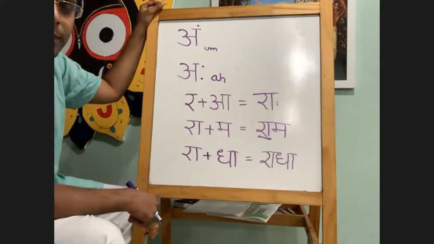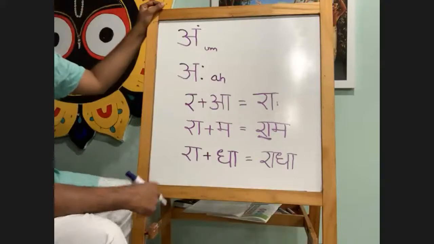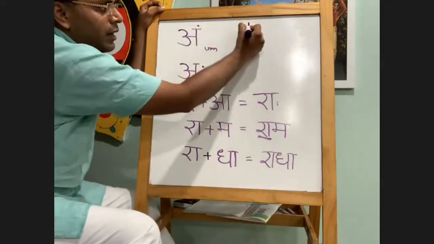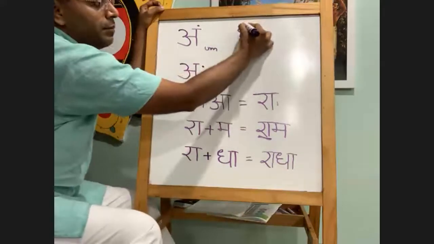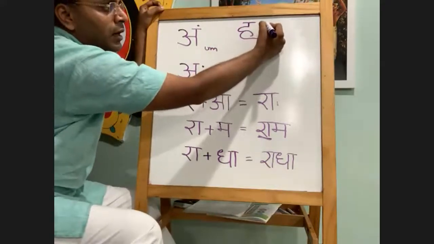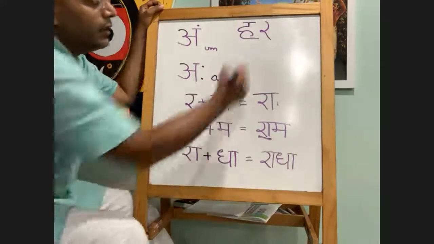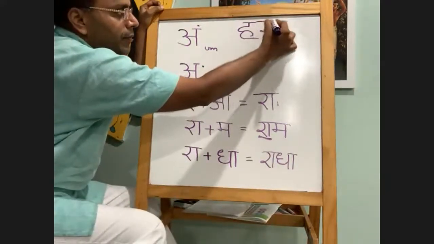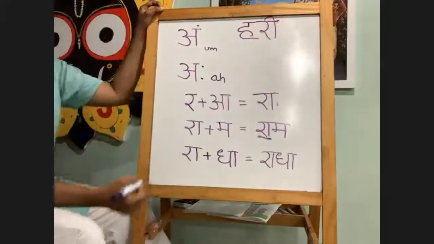So Hari, Hari, E sound. Okay, stretch E, Hari. So we are going to write Ha plus Ra, Ha, Ra, and then E. Hari.